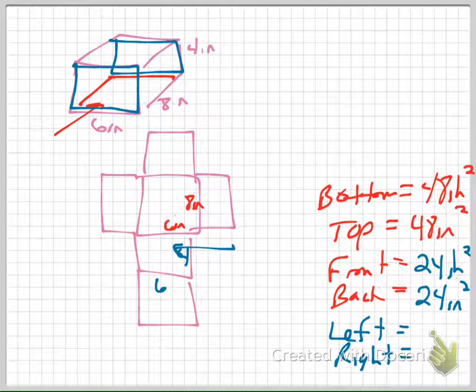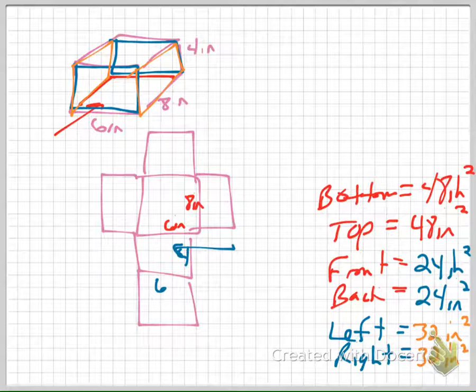Right, which should be identical. We'll do this one in orange. The left and the right are these guys here. Right? What is their dimensions? 4 by 8. 8 by 4, right? These are 8 by 4. So 8 times 4 is 32 square inches.